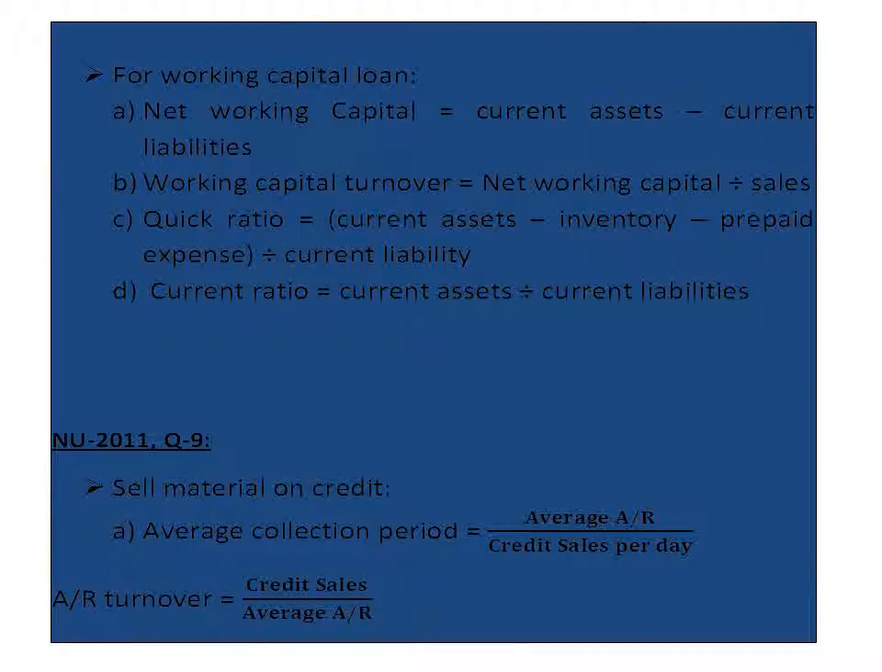Selling materials on credit, in this case average collection period, and we then consider accounts receivable turnover. Average collection period equals average accounts receivable divided by credit sales per day. Accounts receivable turnover is credit sales divided by average accounts receivable.